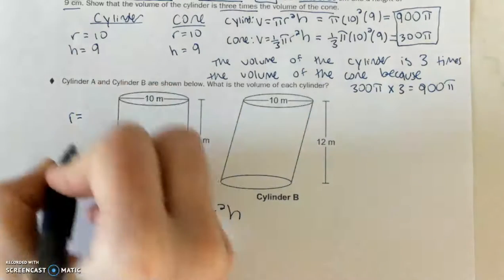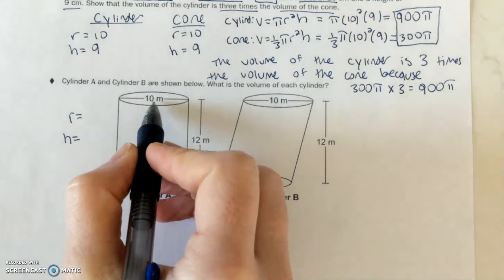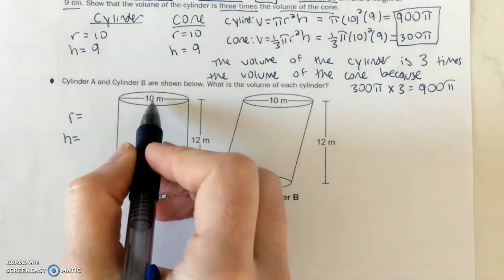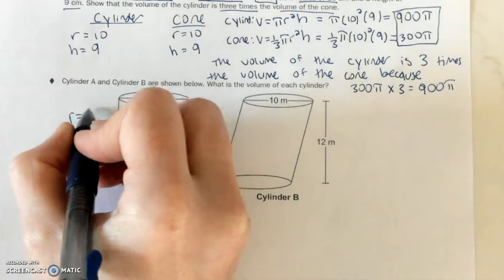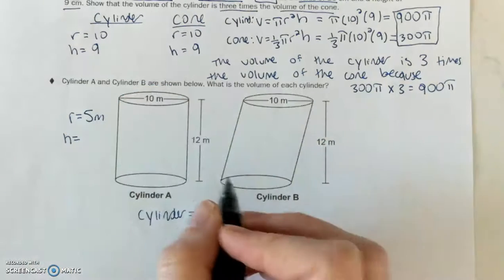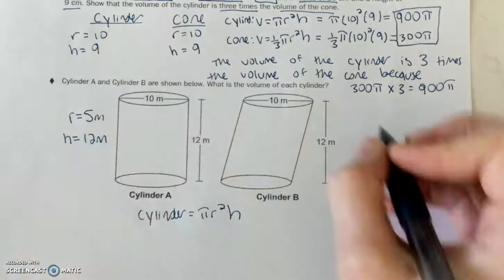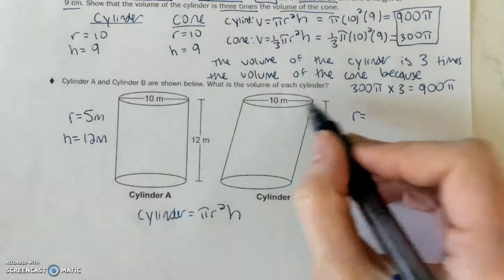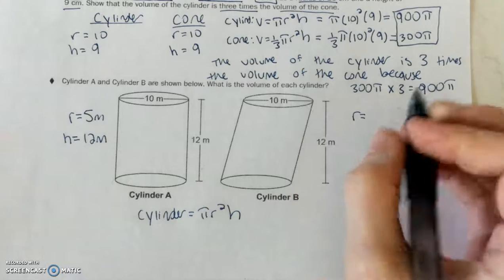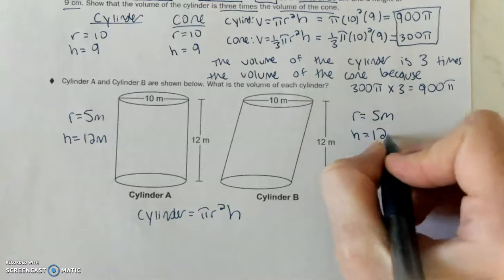So for cylinder A, my radius, I'm tempted to put 10, but it's not 10. 10 is the entire diameter. The radius is half of that. So my radius would be 5 meters. And my height is 12 meters. All right, cylinder B, again, they give us the diameter of 10, so we need to divide that by 2. So my radius would be 5 meters, and my height would be 12 meters.